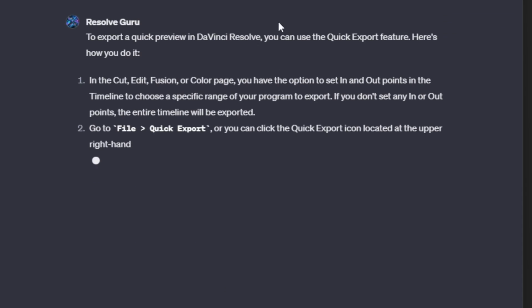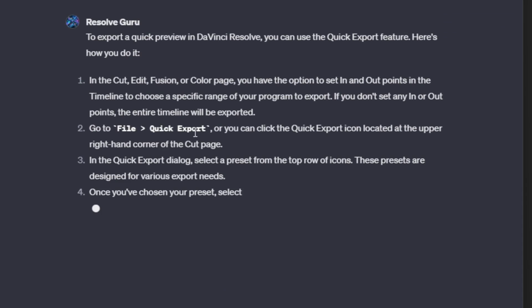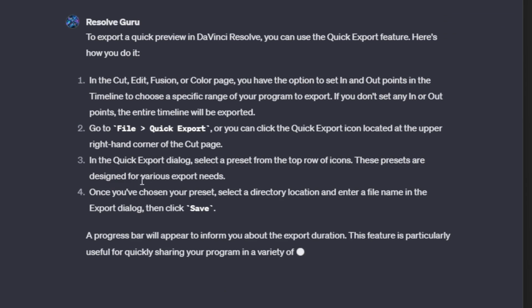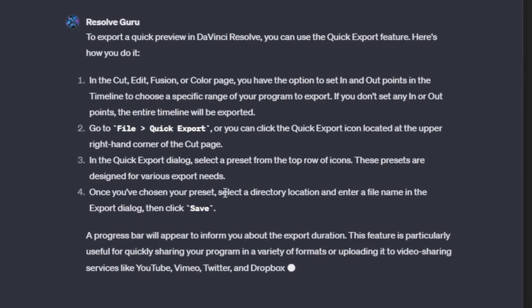This is actually looking pretty good. Go to File, Quick Export. In the Quick Export dialog, select a preset. These presets are designed for various needs. Once you've chosen your preset, select a directory and then click Save.